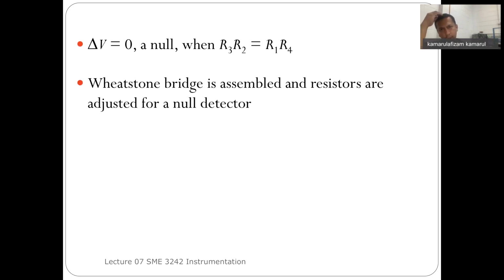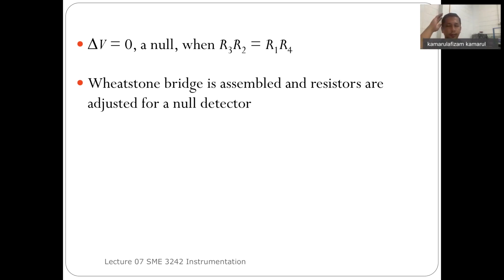There are situations where delta V, the potential difference, is 0. Not necessarily that the voltage at point A or point B is 0. The voltage at point A or point B can take some values, but in this case the potential difference is 0, meaning that VA minus VB is going to be 0. VA can be 4 volts, VB can be 4 volts, but if you subtract them, they give 0. This is a null bridge, where the voltage potential difference is 0.